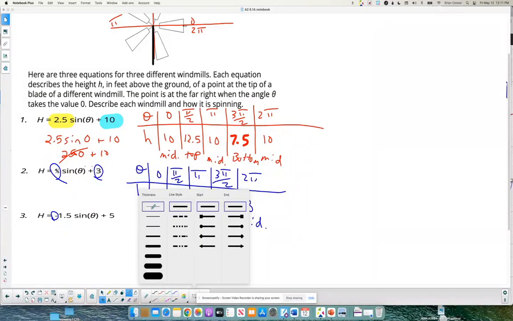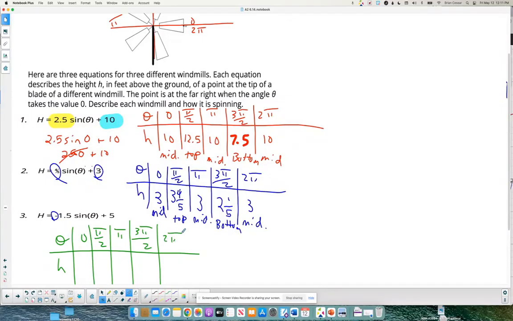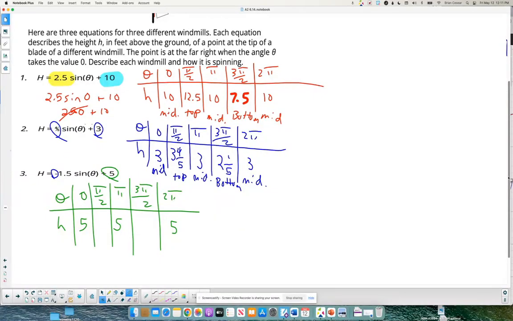So when I go to make my table here describing this, all right, we're 5 feet above because of the midline moving up, so everything moves up 5. And then at pi over 2, it's actually going to be, this is going to be the bottom here. So that's going to be 3.5, and this is going to be 6.5.